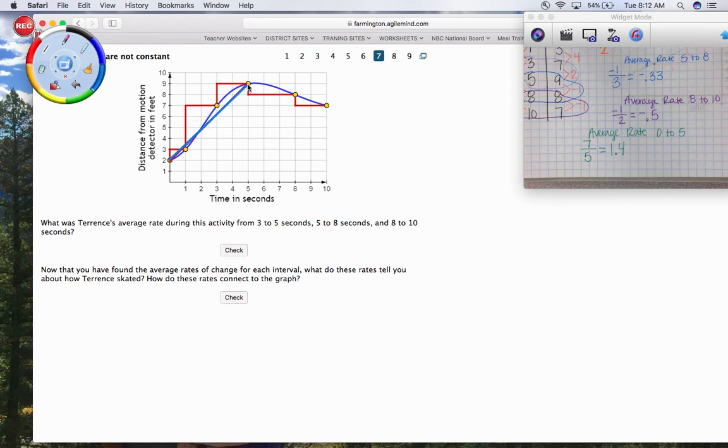So it would be that point right there. That would be your line between those 2 points. So that's the average rate of change in that interval.